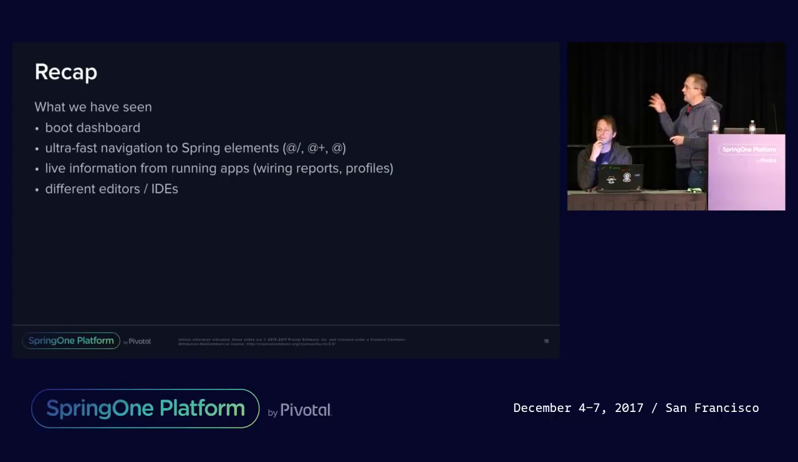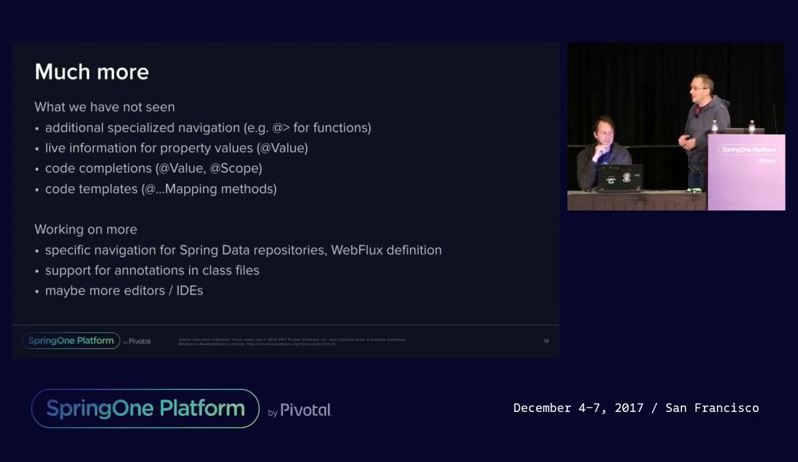And we saw the information from live running apps and how you can use them to learn and to see what's going on in your running boot app and get that information directly in your source code, which I think is really, really, really powerful. We also saw different IDEs, so Atom, VS Code, and Eclipse. And there are some things that we haven't shown in the demo, like additional navigation for functions. So if you do Spring Cloud functions or function-based programming with Spring, we are working on, and there is already a version where you can see all the functions that you have defined in your boot app.